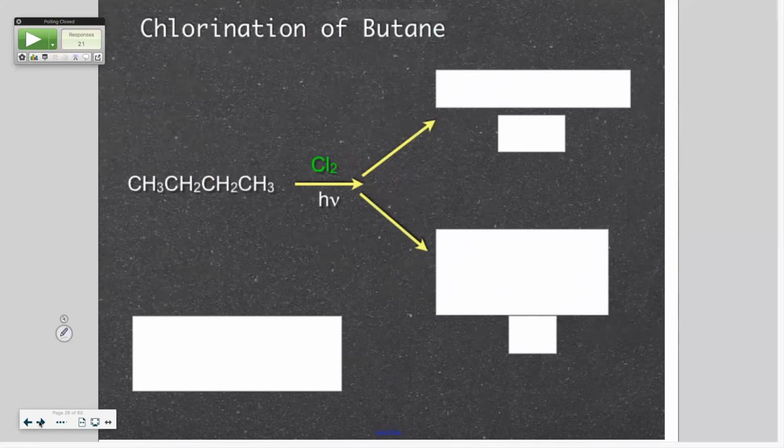What's going to get substituted on that molecule? A Cl for a hydrogen. Everybody got that part? Now I'm looking at that thing and there are 10 hydrogens. Methane only had 4. Can you tell me how many possibilities there are to substitute 1 hydrogen with 1 chlorine? How many possibilities do you think there are?